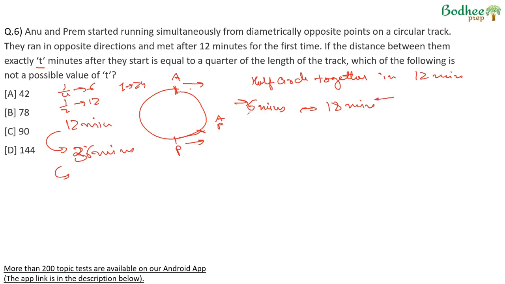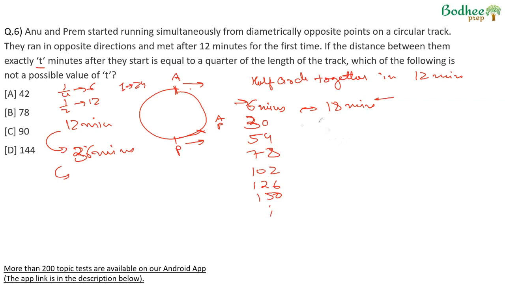So if this happens at 6 minutes, it will happen at 6 plus 24, 30 minutes. It will happen at 30 plus 24, which is 54 minutes. 54 plus 24, 78 minutes. 78 plus 24, 102, adding 24, 126, 150, and so on.